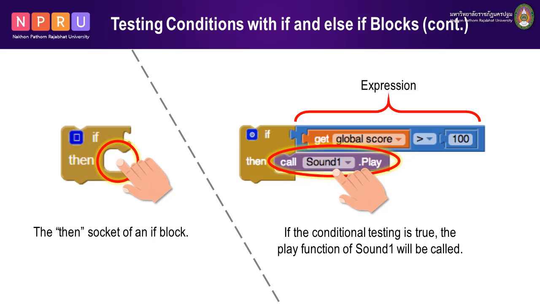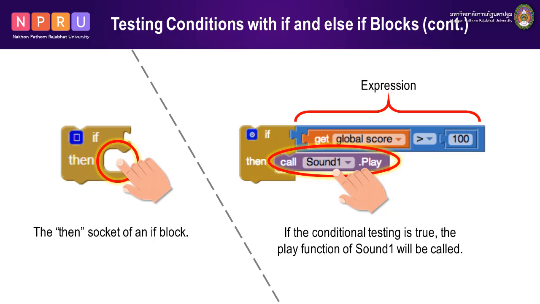For example, in a game, we might plug in a Boolean expression for checking a player's score. If the player's score is greater than 100, the app plays the sound. After that, the app jumps below the entire if-then block, and then moves on to the ensuing blocks. If we want a false test to trigger an action, we can use an else or else-if block.